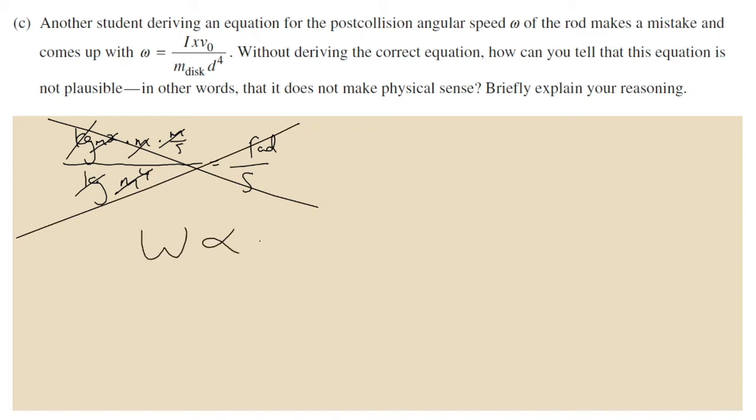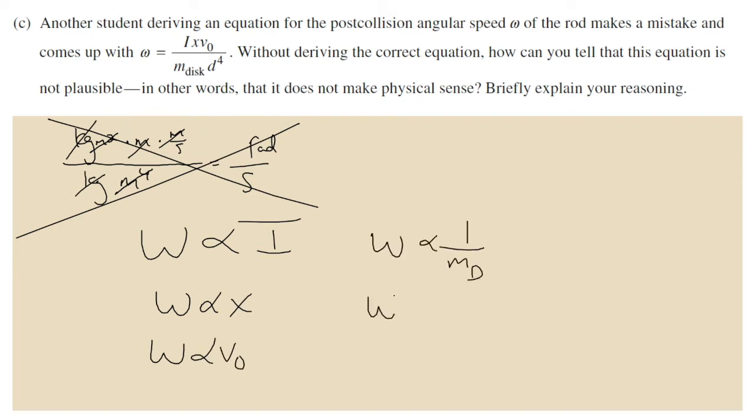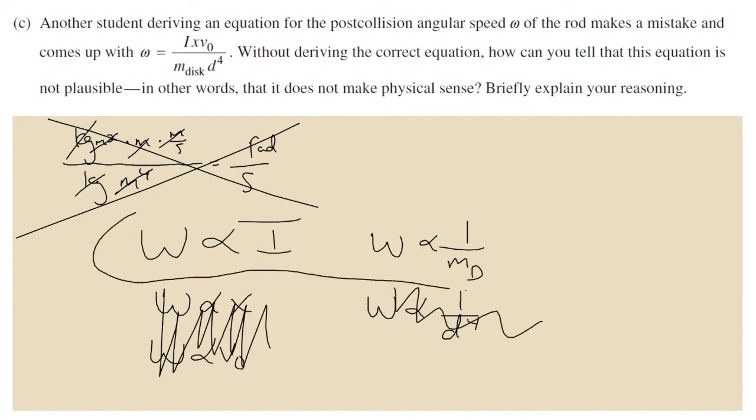This equation shows omega is directly proportional to I, directly proportional to x, directly proportional to v naught, and then it shows it's inversely proportional to the mass of the disk and inversely proportional to the length of the rod to the fourth power, because the length of the rod was labeled as d. Now, these relationships don't matter. These are the relationships you want to focus on. Now, of course, the reason why that's true is because they're wrong.